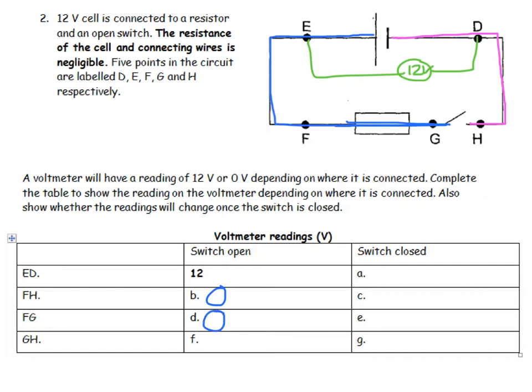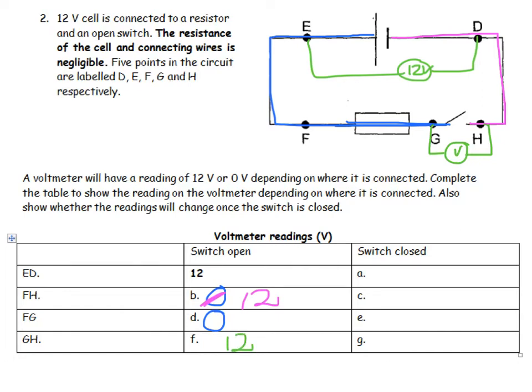Between F and H, I would put a voltmeter between blue and pink, so it would be exactly the same as between blue and pink up there, so that would be 12. And between G and H, it would be the same as if I had connected the voltmeter between E and D, so I land up with 12.